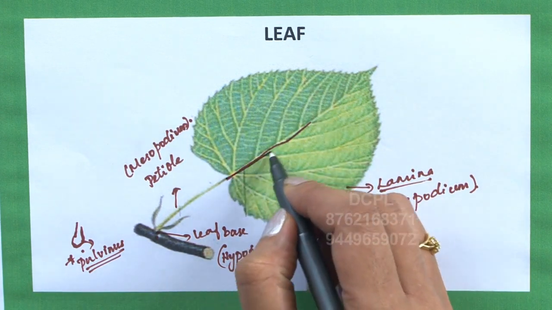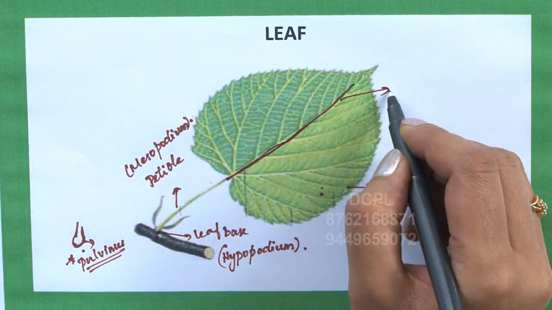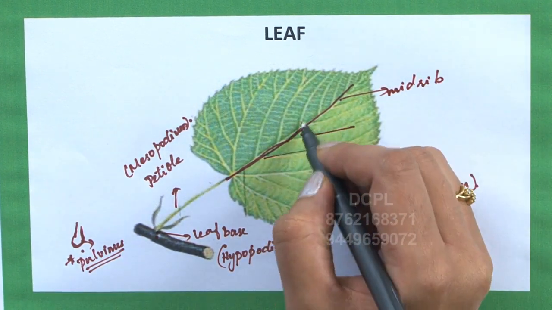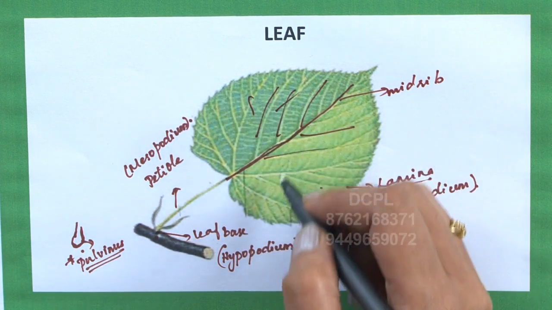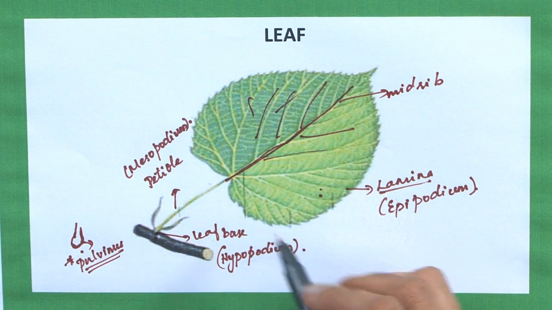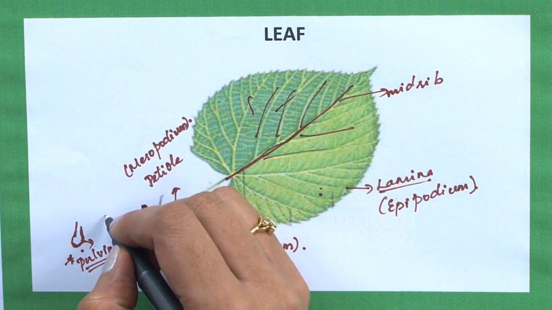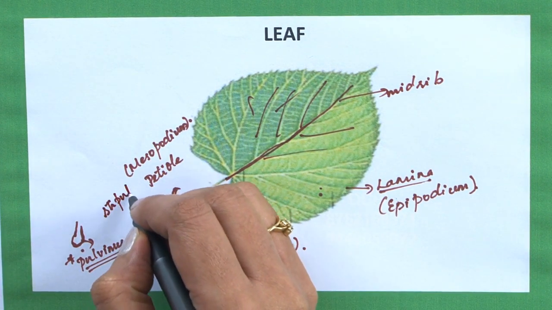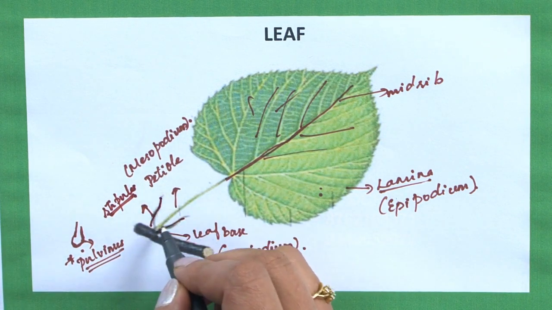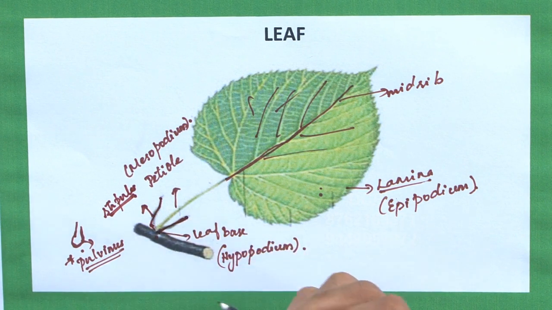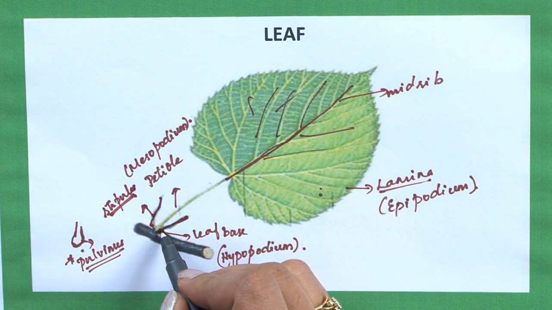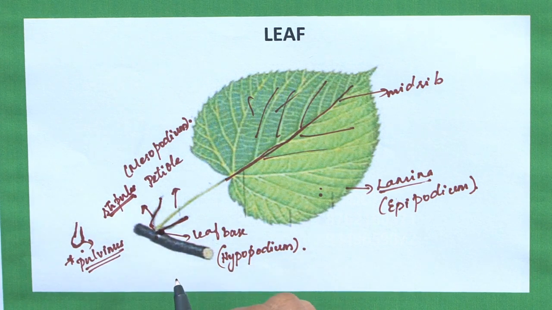The main vein of the lamina is called the midrib. This midrib further extends into many veins and veinlets. Apart from these structures, there is one more structure called stipules. Stipules are two lateral outgrowths at the base of the leaf, and they protect the leaf primordia.